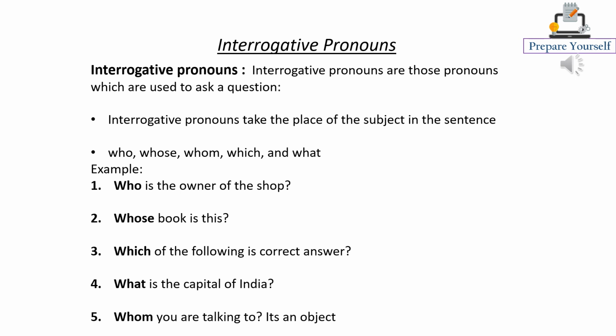Which of the following is the correct answer? Do you know when we use which? We use which when we give limited options. What is the capital of India? Whom you are talking to? Here do you know whom is an object because whom is the receiver of the action. So these are the 5 interrogative pronouns in English.